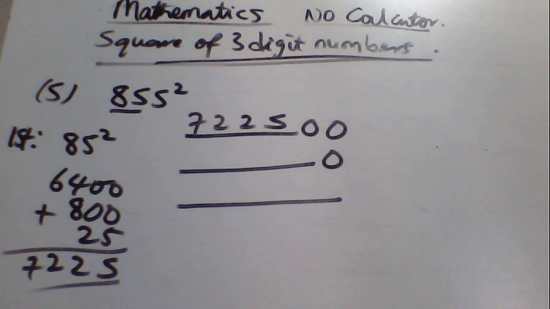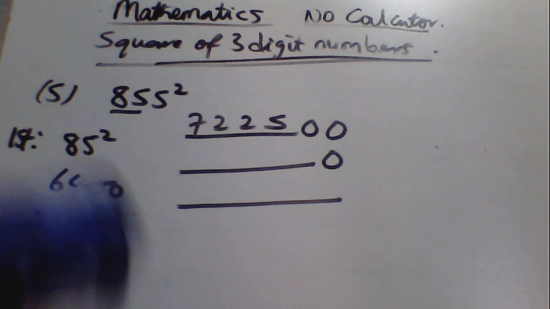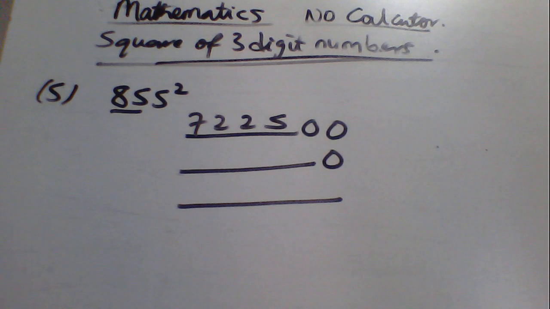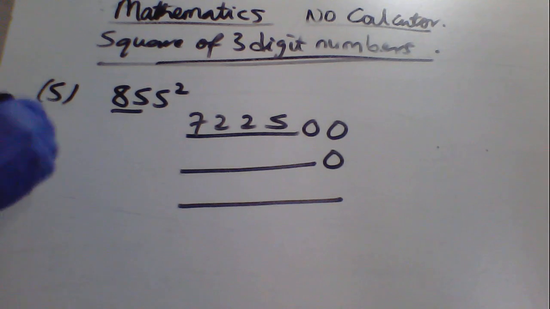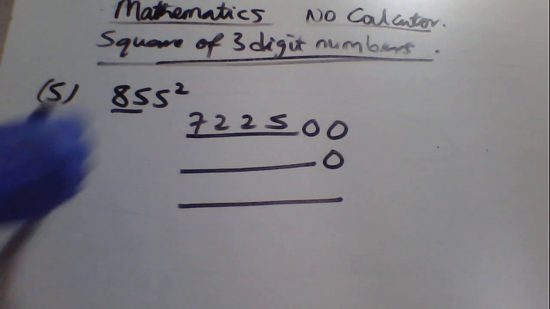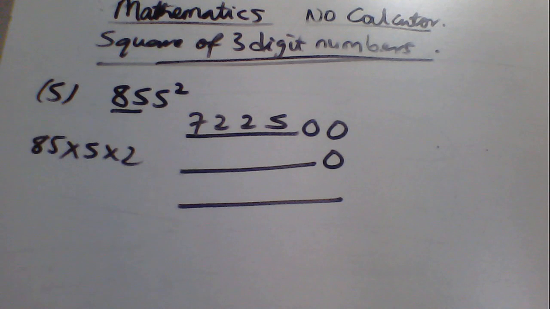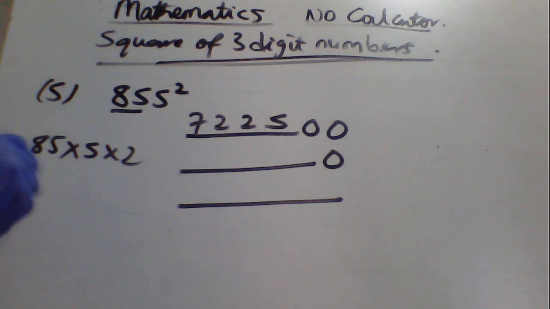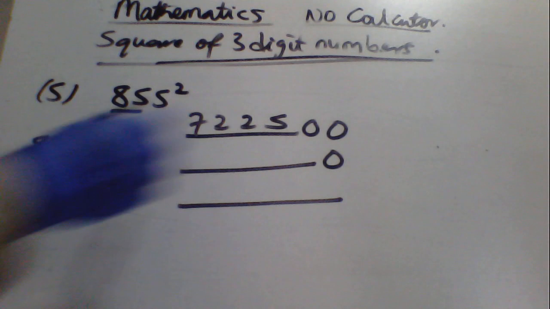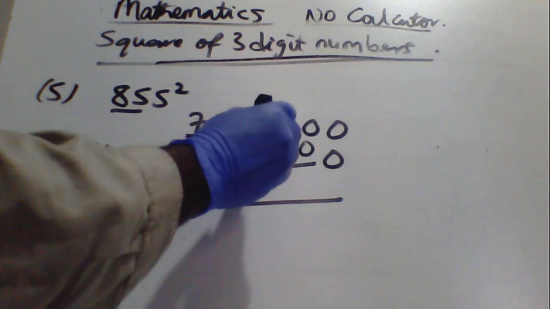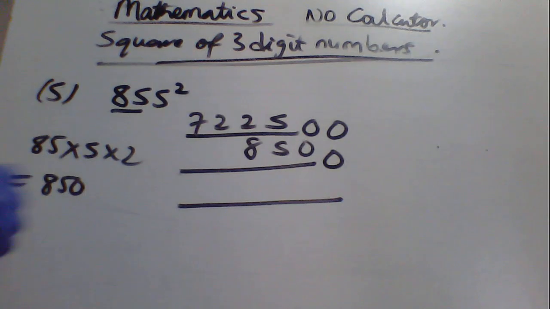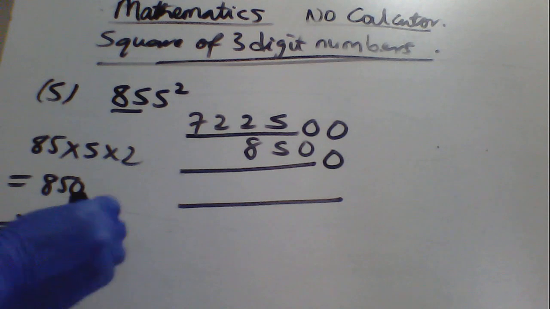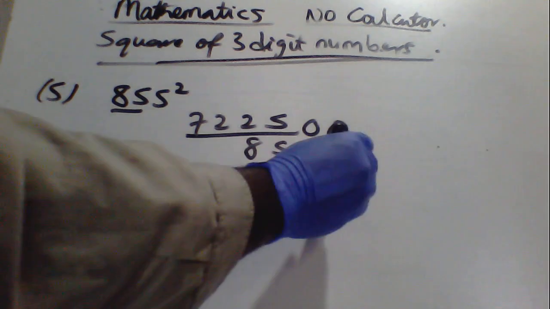7225. Then the next thing you have to do is to find the product of the number and their power. So we have 85 times 5 times 2. This is very easy. Here will give us 10. Multiply 10 by 85, you have 850. Write 850 here. And finally, find the square of 5, and that gives us 25. Write 25 here and sum up.